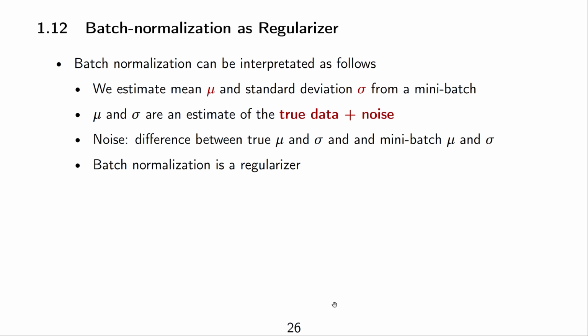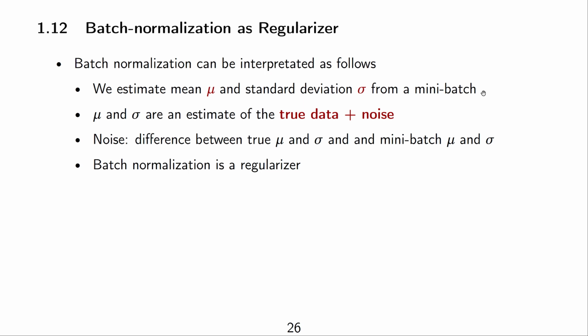Batch normalization in one interpretation can also be considered as a regularizer. During training, using batch normalization, we estimate a mean mu and a standard deviation sigma only using a few samples within a mini batch. But it's kind of random what other samples one particular sample is grouped with. This creates what we could call some noise.